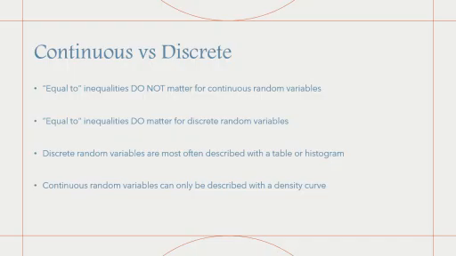All right, continuous versus discrete. Just a couple of differences. Equal to inequalities do not matter in a continuous, but they do matter in a discrete. Discrete random variables are often described with a table or a histogram, while a continuous random variable is only described by a density curve. So continuous is a density curve, discrete is either a table or a histogram. Okay, so they're bars.